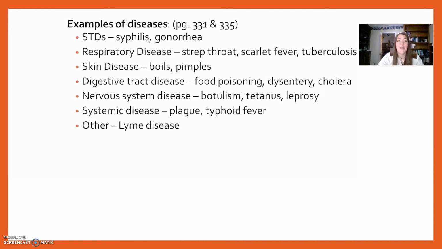So some different examples of bacterial diseases are all the STDs, such as syphilis and gonorrhea. There's a lot of respiratory diseases, like strep throat, which many of you have probably had before, scarlet fever, tuberculosis. Skin diseases, such as a lot of boils and pimples, can also be caused by bacteria. There's a lot of digestive tract diseases: food poisoning, dysentery, cholera. In the nervous system, we have botulism and tetanus, leprosy. Systemic diseases such as the plague, like bubonic plague, typhoid fever, and there's many, many others, like Lyme disease given by ticks.